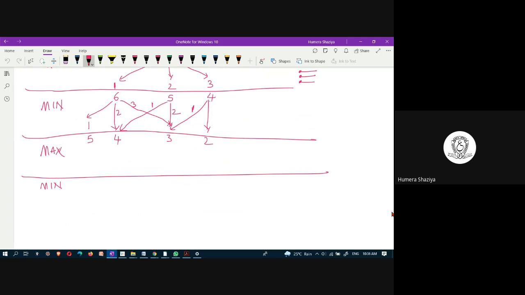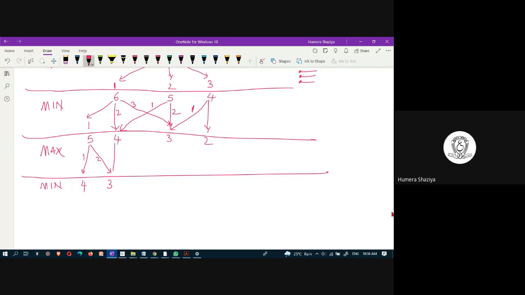From 5, Max would have two options. Max could take 1 or 2. If Max takes 1, 4 will be left. If Max takes 2, 3 will be left.